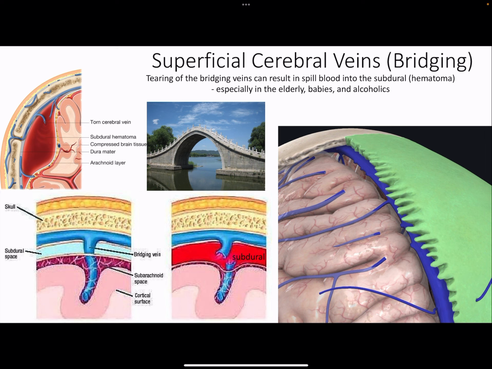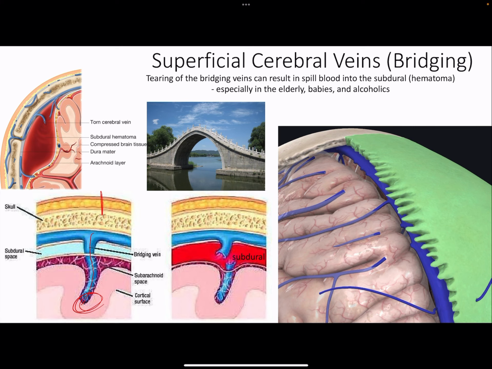We then have these bridging veins. So the emissary veins go from the scalp beneath the skull to the sinuses. These are going from the cortex, the actual brain parenchyma, through the arachnoid layer, through the dural layer, and then into the sinuses. So they're bridging from the brain to the sinuses, hence the name.